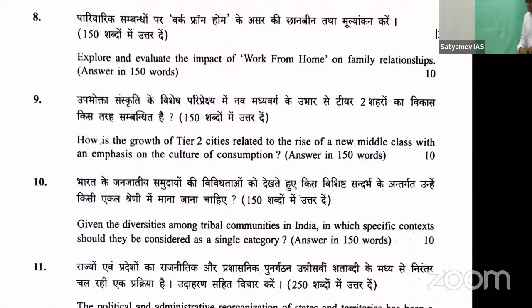So look at this. It is saying explore and evaluate the impact of work from home on family relationships. So number one, you have to explore. So you will say work from home culture was present in some of the companies in the pre-COVID era, such as Google, Apple. Some of the top-notch companies had the work from home culture.